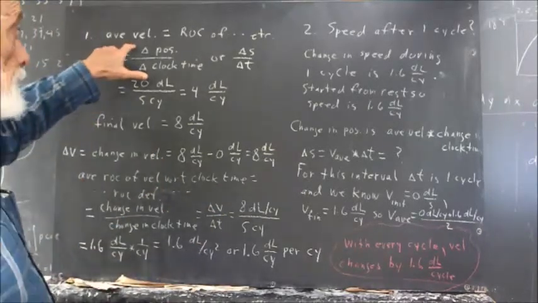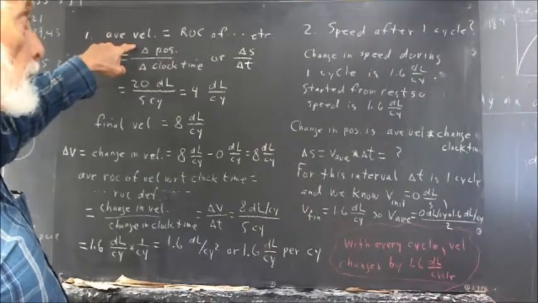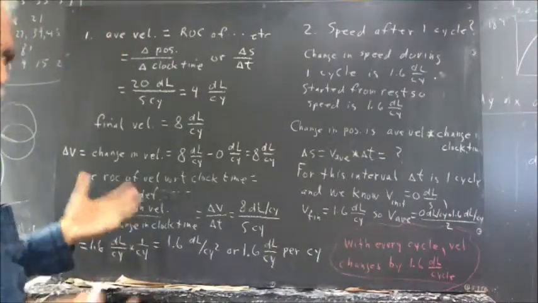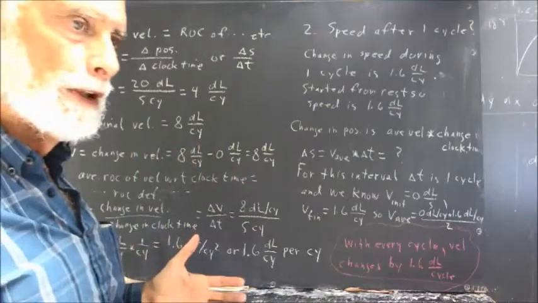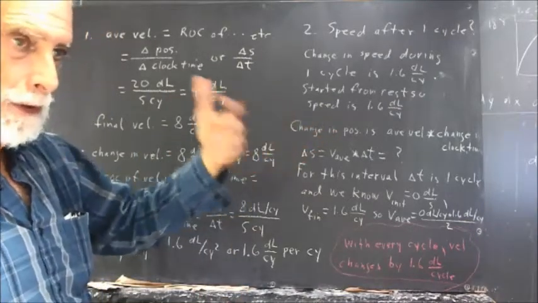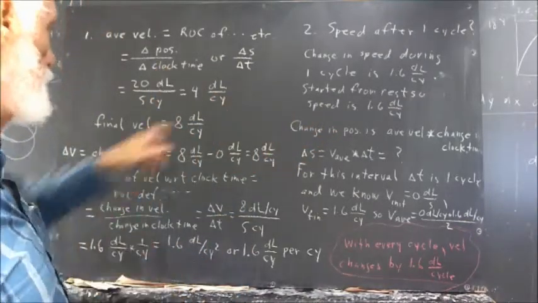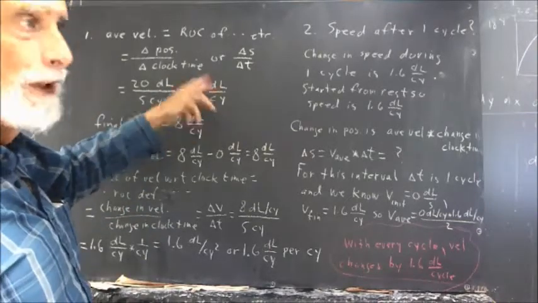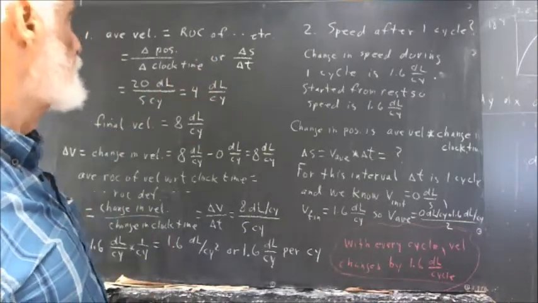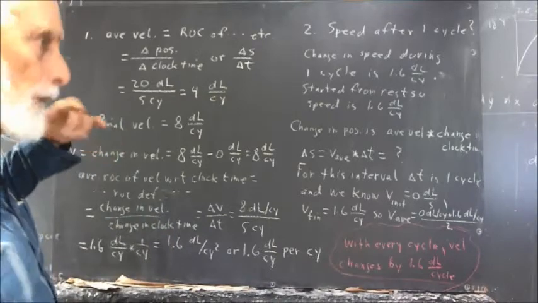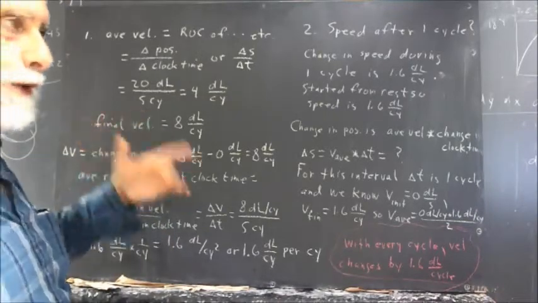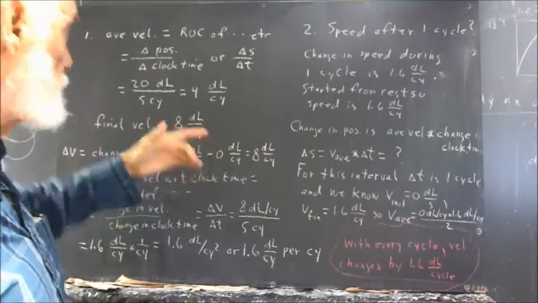So average velocity is what? Now, you could calculate this intuitively. You probably know to divide the 20 domino lengths by the 5 cycles. You're going to get 4 domino lengths per, not per second, per cycle. But at this stage, you want to use this rate of change definition.